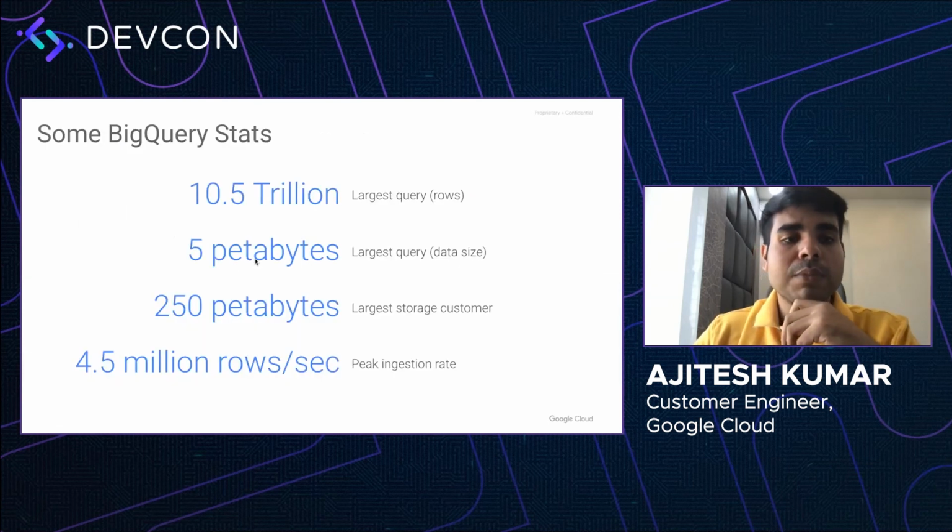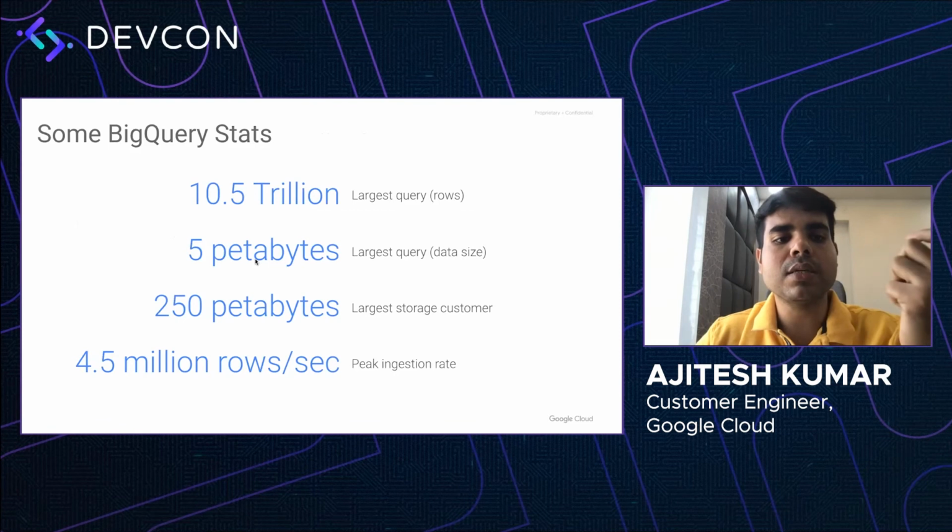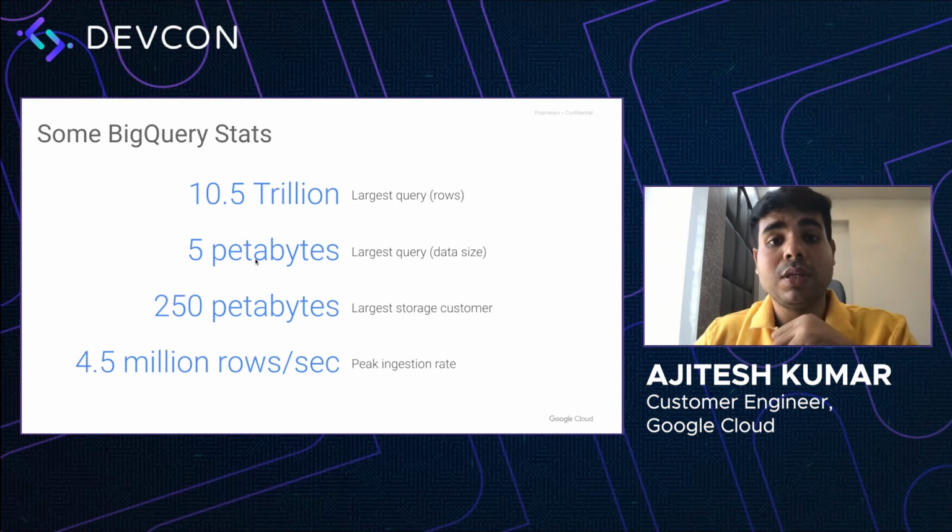And to give some sense, 10.5 trillion, that's the largest query, 5 petabytes, that's the largest data size, 250 petabytes, that's the largest storage customer, and 4.5 million rows per second, that's the peak ingestion rate. So these are just amazing figures. By these figures, you can understand the scale of BigQuery, what it provides to the organization and to the customer.